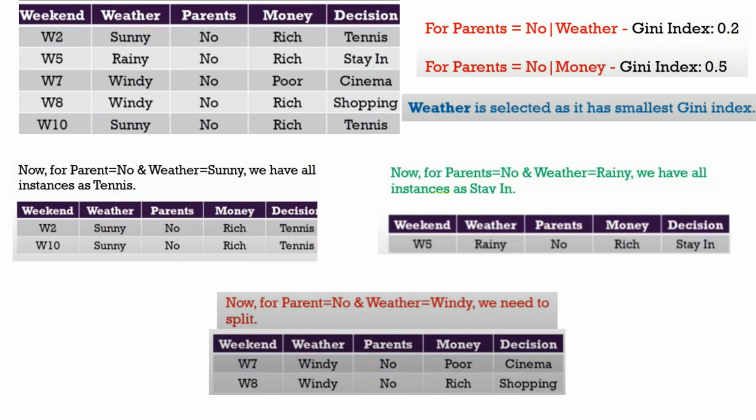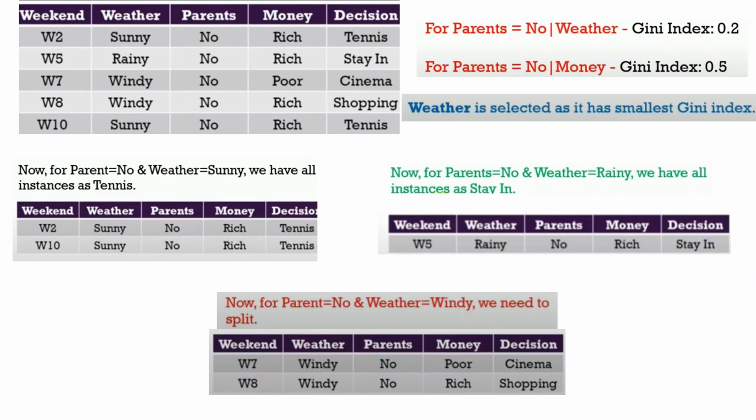So after choosing the parent node, we calculated the Gini value for the remaining 2 attributes, weather as well as money. The Gini index is 0.2 for weather as well as 0.5 for money. In this, the lower value is 0.2. So the weather needs to be chosen as the next sub root node.